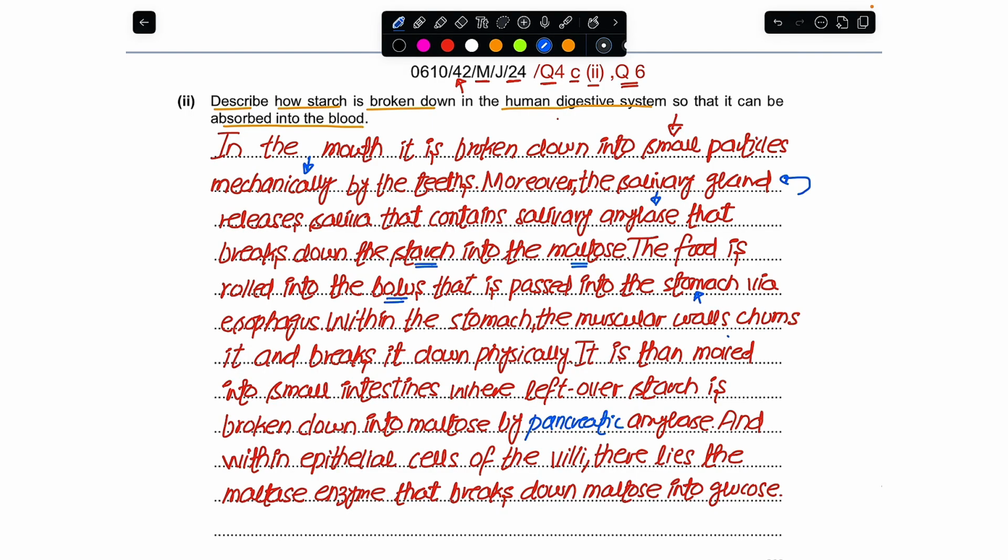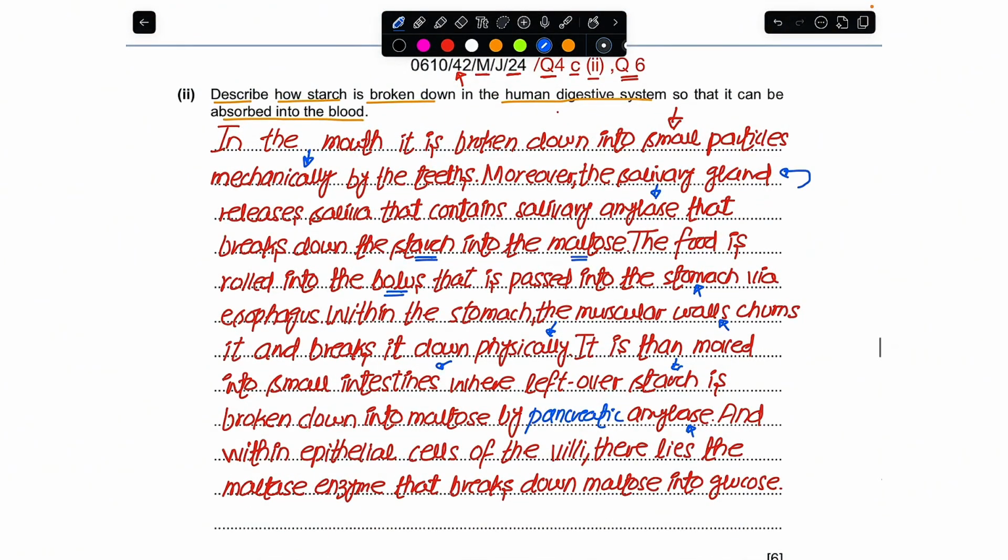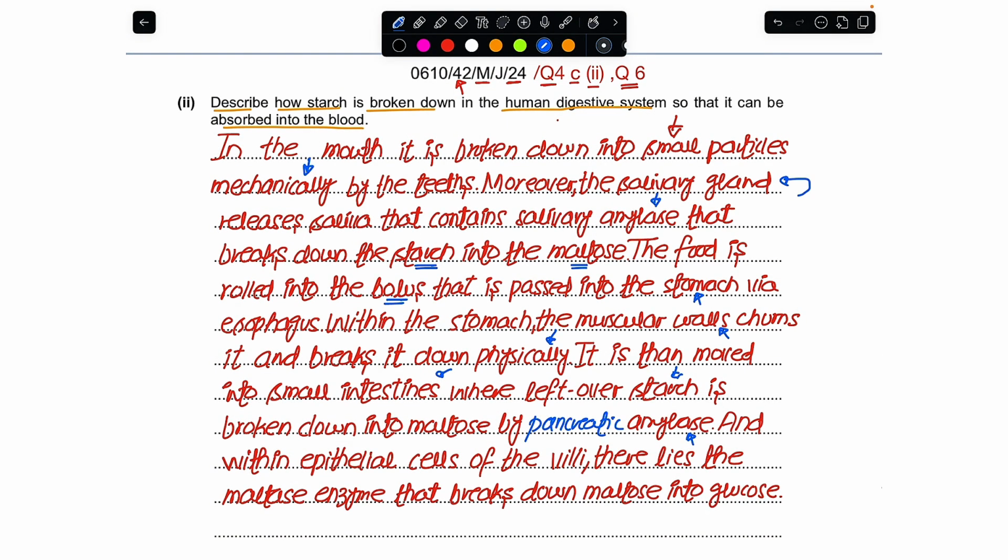In the stomach, we have muscular walls that would churn and break down the food physically. It would then be moved to the small intestine, where the leftover starch is broken down into maltose by the pancreatic amylase. So here the 6 points are done. But I have written the last point with context to an extra knowledge that we have these epithelial cells within the villi where there is the maltase enzyme, and that would act on the maltose and break it down into glucose.